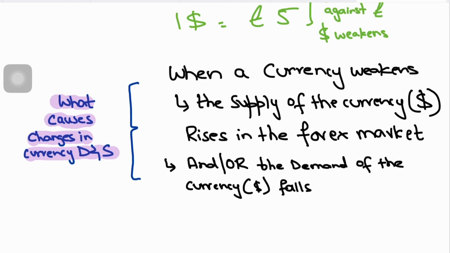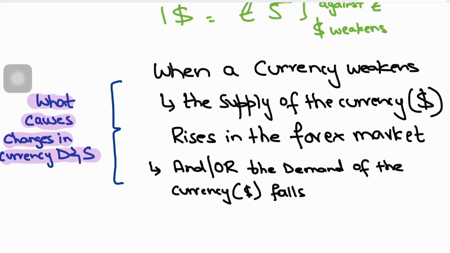So when a currency depreciates or weakens, the supply of the currency, that is the dollar, because in this case you've assumed the dollar, and at the start of the question you can select which currency you are focusing on, whether the dollar or the pound, right? So when the currency weakens, the supply of the dollar rises. Whenever the supply of a currency goes up in the foreign exchange market, the currency would depreciate, or the demand for the currency could fall as well, right?